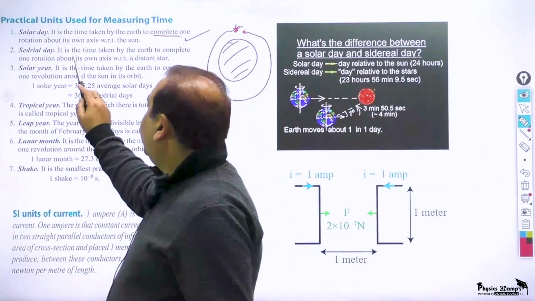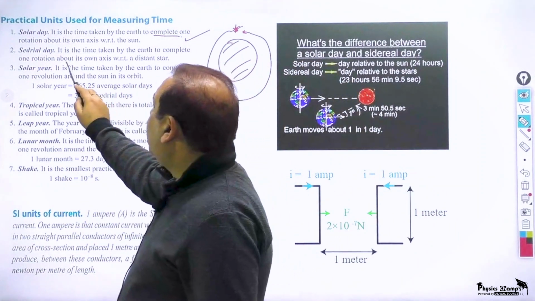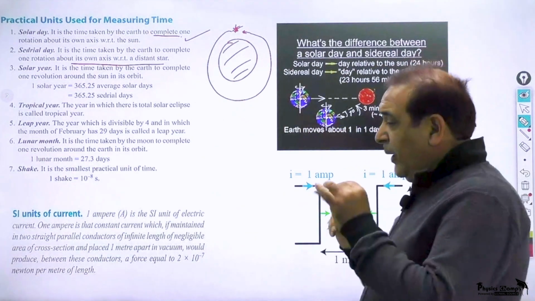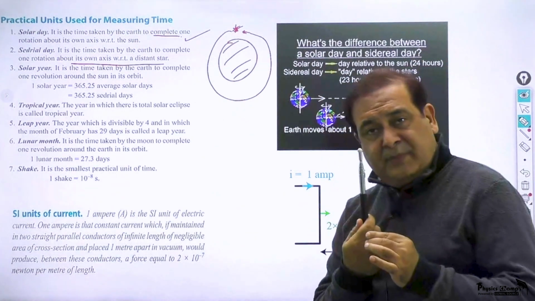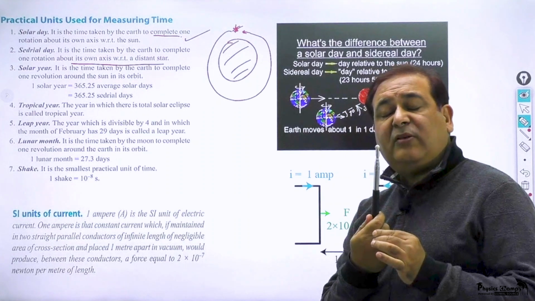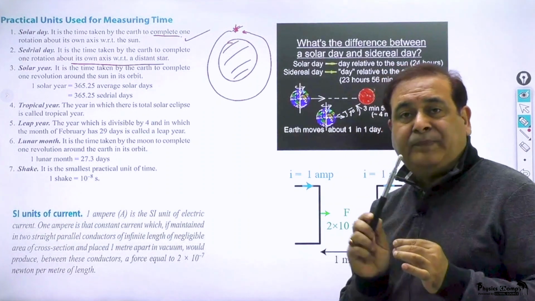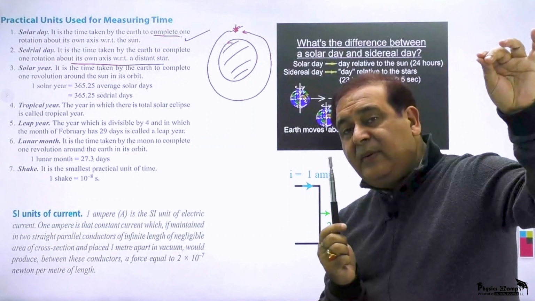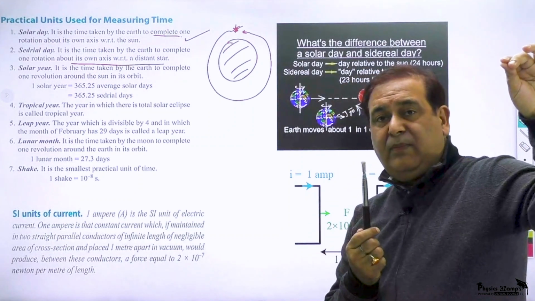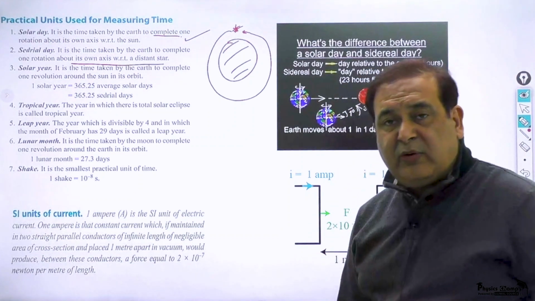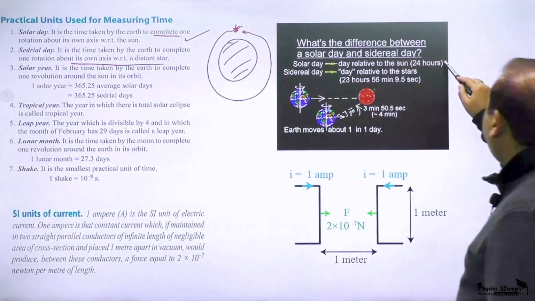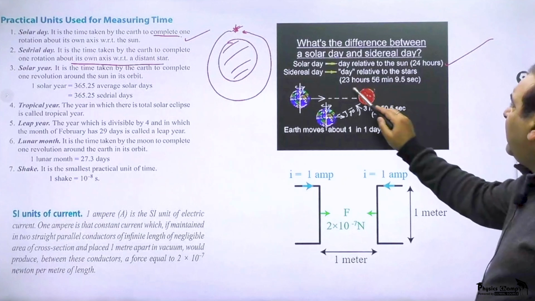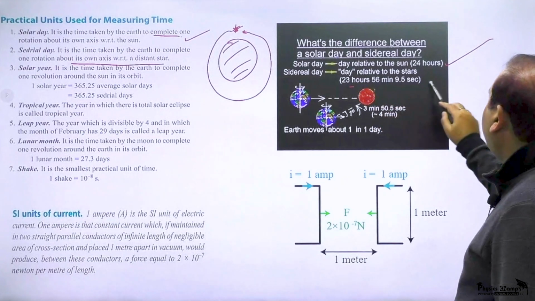Sidereal day. It is the time taken by Earth to complete one rotation about its own axis with respect to a distant star. So with respect to the sun, how much time does Earth take to revolve about its own axis? This is the solar day. With respect to a far off star, how much time does the Earth take to complete one rotation about its own axis? It's a sidereal day. One solar day is 24 hours, and one sidereal day is 23 hours, 56 minutes, 9.5 seconds.